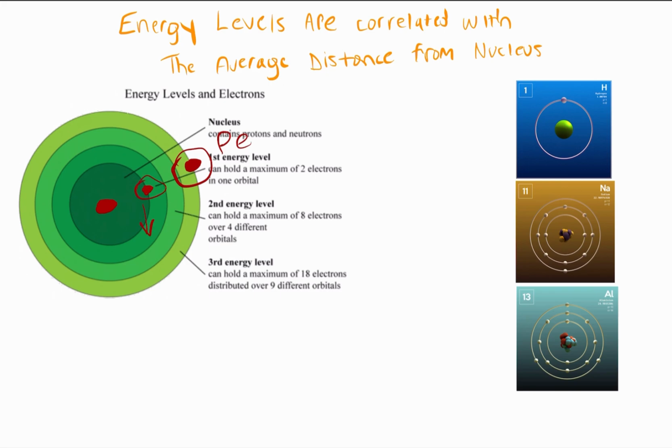This one would have the lower potential energy, and this arrow is just a shorthand for lower, and this upper one for higher. So the one closer to the nucleus will have the lower potential energy.